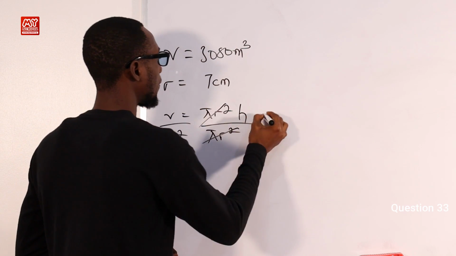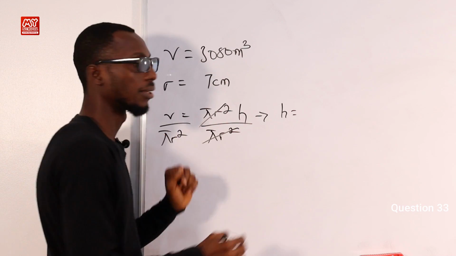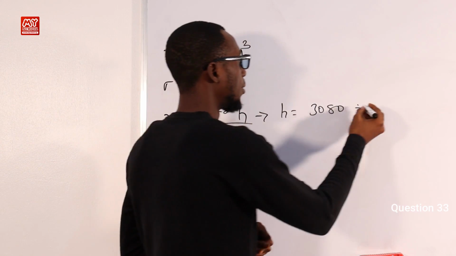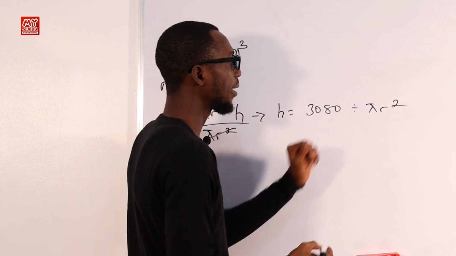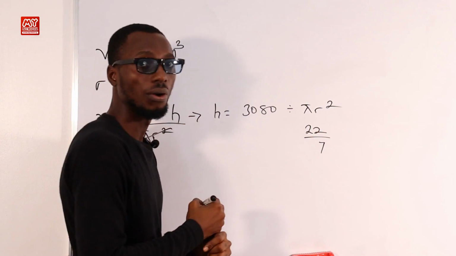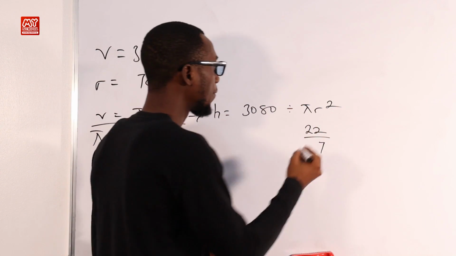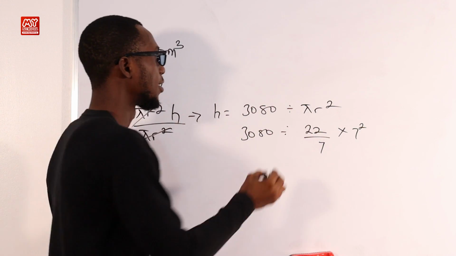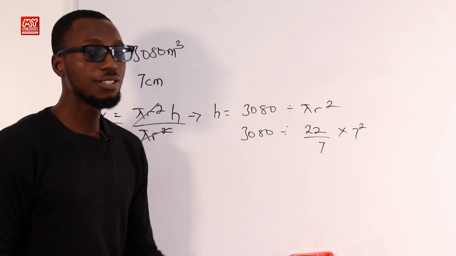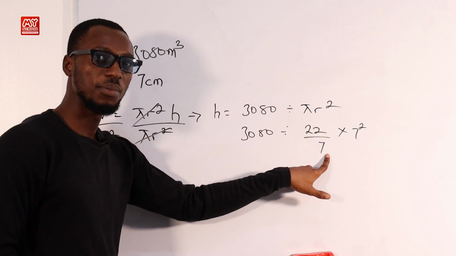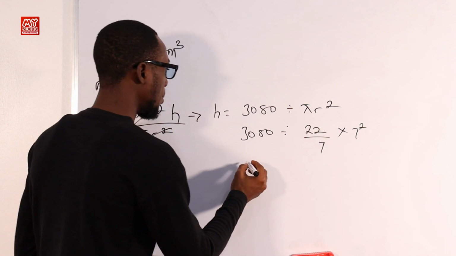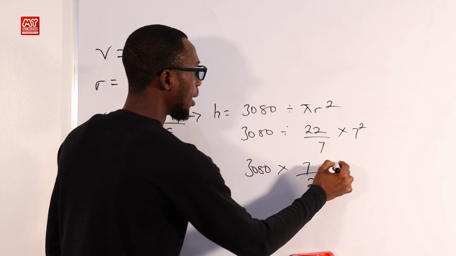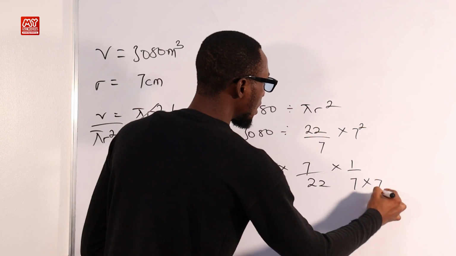Okay, so we would have h equals v, 3080, divided by pi r squared, where pi is 22 over 7 and r is 7, that is 7 raised to power 2. So we have 3080 divided by this. Once we switch from divide to times, everything at the denominator goes up and everything at the numerator comes down. So we have 3080 times 7 over 22, times 1 over 7 raised to power 2.